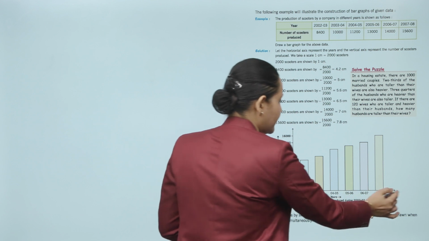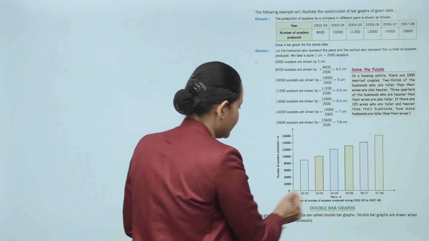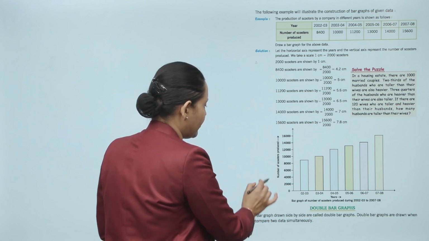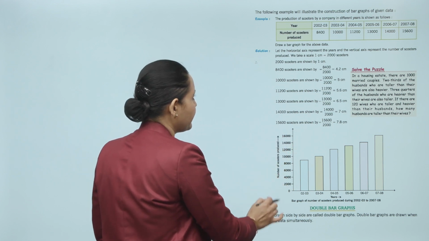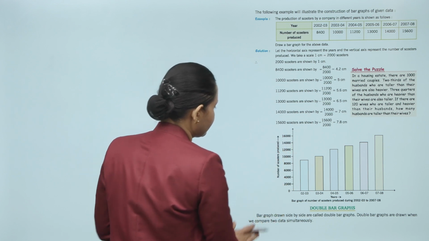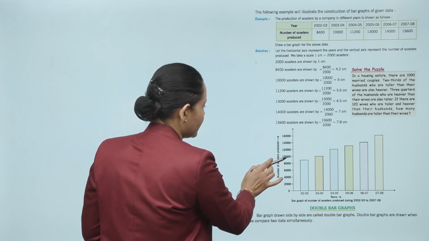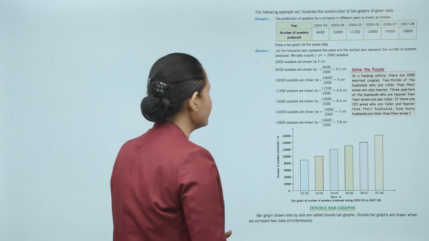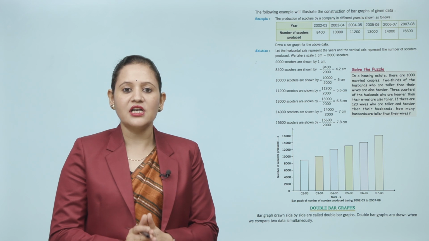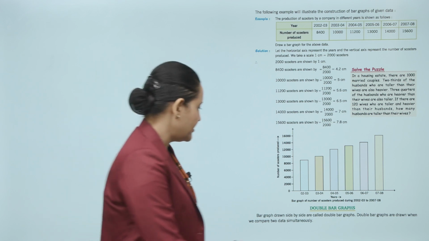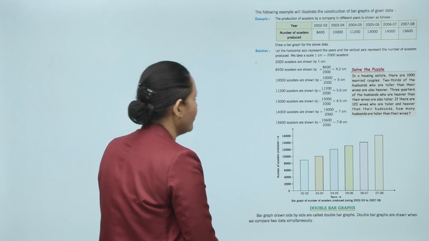यहाँ पे क्या किया हमने? This is the horizontal axis. Here we have taken years, and on this vertical axis, here we have taken the number of scooters produced. And यहाँ पे scale क्या लिया है? हमने 1 centimeter equals 2000 scooters. 2000 का gap है: 0, 2000, 4000, 6000, 8000, 10,000 and so on. Clear? So 2000 scooters are shown by 1 centimeter. ये 1 centimeter पे हो जाएंगे 2000, 2 centimeter पे 4000.